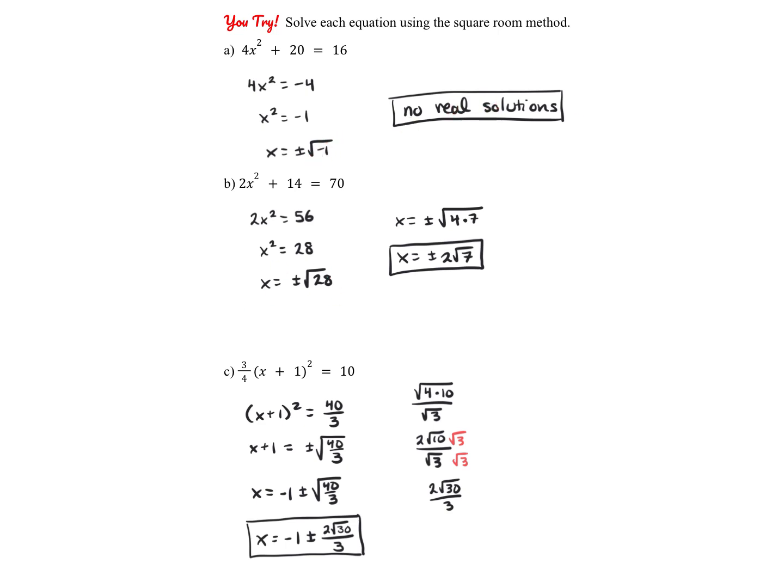Here we end up with the plus or minus square root of 28, so make sure you simplify that to plus or minus 2 root 7. And then for this one here, make sure you're simplifying the square root of 40 over 3. You do get 2 root 10 over root 3. You need to rationalize, so we end up with 2 root 30 over 3. So not a super nice looking answer, but this is correct. -1 plus or minus 2 root 30 over 3.